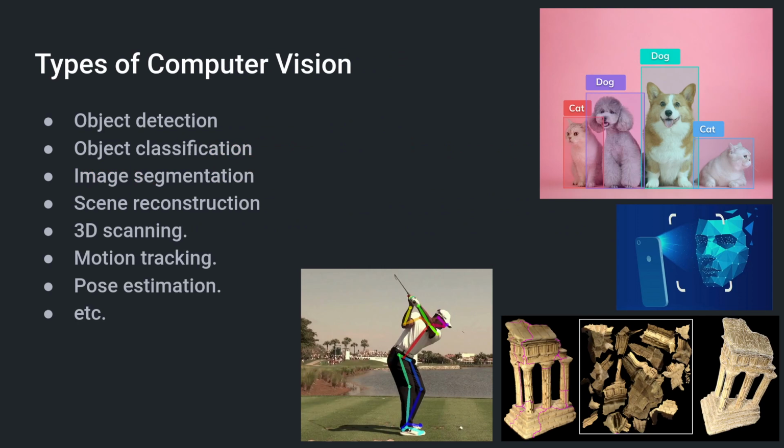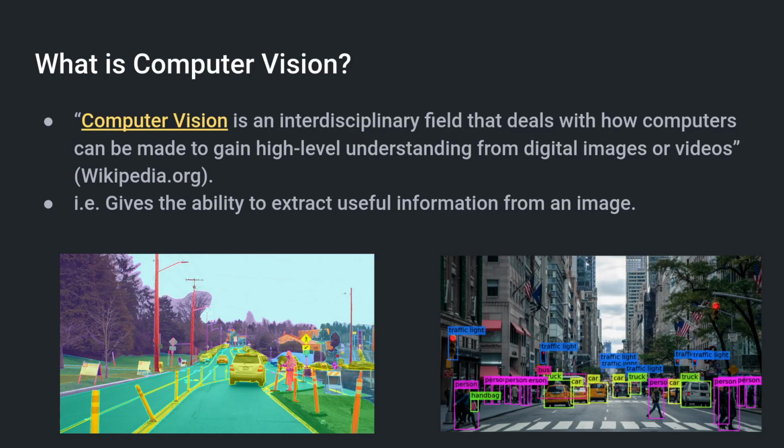So what are some types of computer vision? So first of all, we have object detection and object classification. So in the top right, you can see animals being detected and also classified by their type. We also have image segmentation, which we saw previously. So in the bottom left right here, image segmentation, where the computer understands where an object begins and where an object ends in a space.